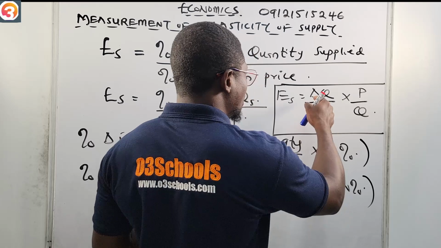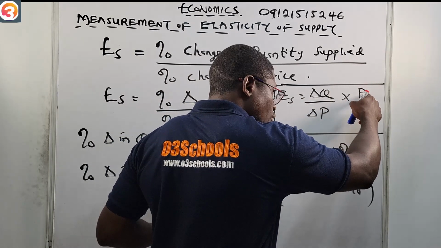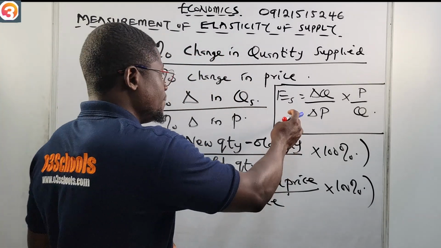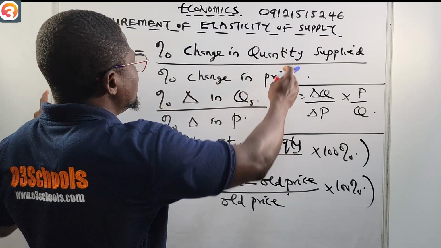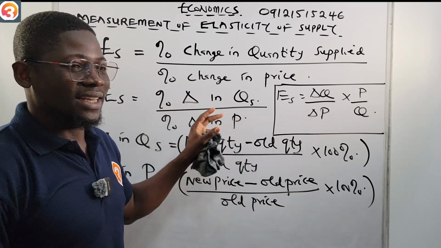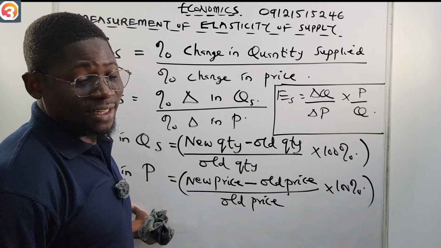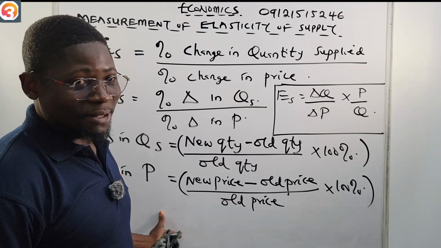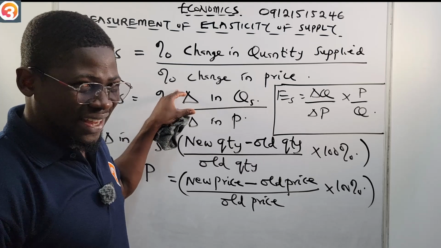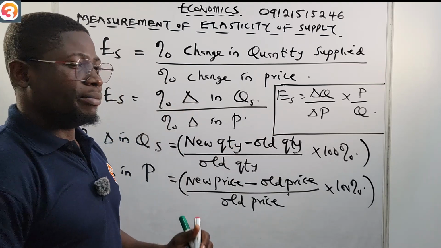So this one is change in quantity supplied. This one is change in price times old price over old quantity supplied. If you use this formula, you don't need to go through all this stress of looking for percentage change in quantity supplied first, then percentage change in price, before calculating the elasticity of supply. So I'm going to use the first formula first, and then we'll use this formula after to further buttress our points.